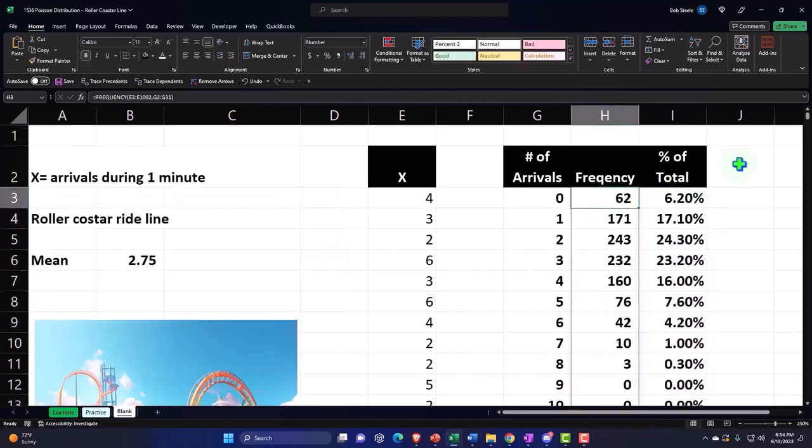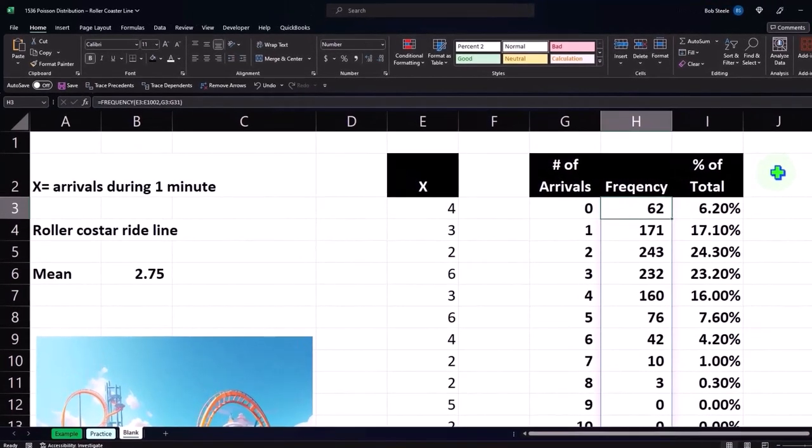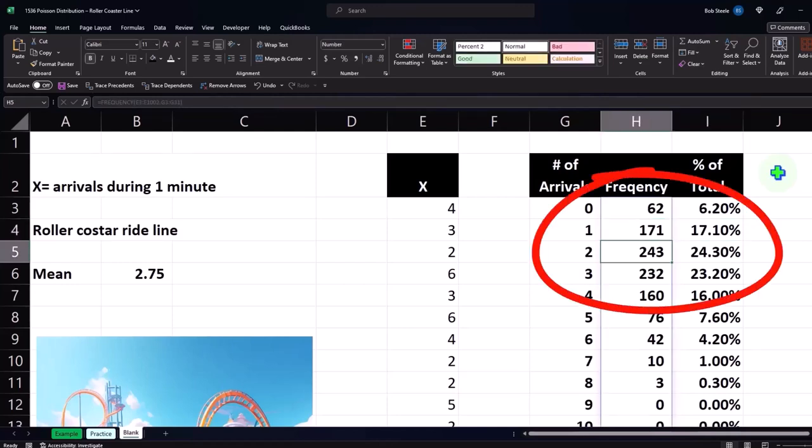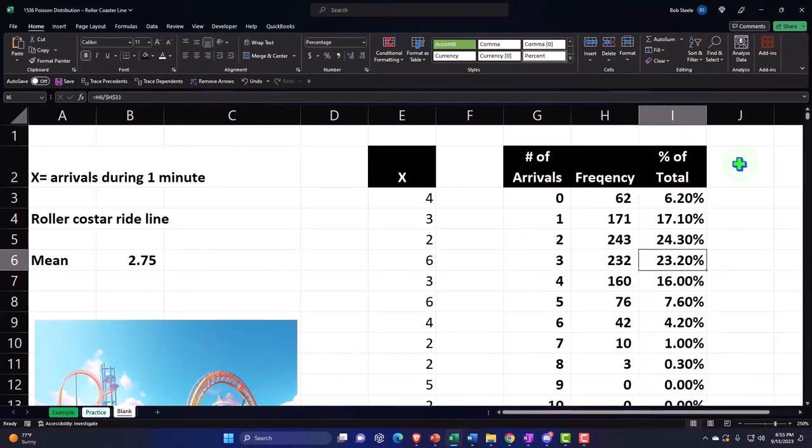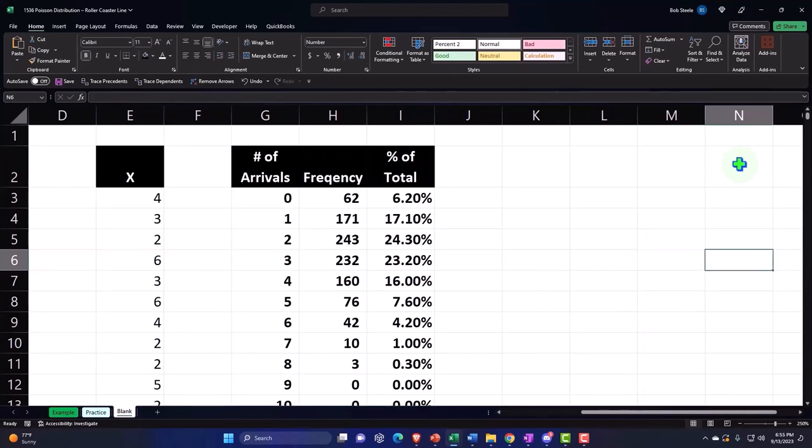So when we sat there with our stopwatch, we counted for every 1 minute, for 1,000 1-minute time intervals, 62 times zero people showed up, which is 6.2%. 171 times one person showed up, which is 17.1%. 243 times out of 1,000 minutes we sat there with our stopwatch, 243 showed up, and then three people showed up 232 times, which is 23.2% of the total, and so on and so forth.